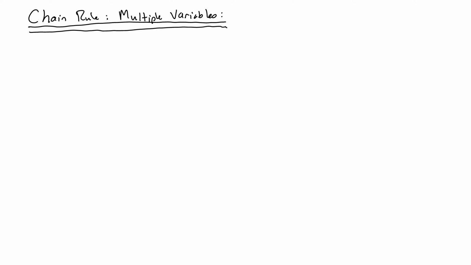Okay, so in this video we're going to discuss the chain rule in multiple variables. So let's do a real quick recap of the flipped class video. Let's suppose we have some function z is equal to f of x, y, and let's suppose x is a function of t and y is a function of t as well.